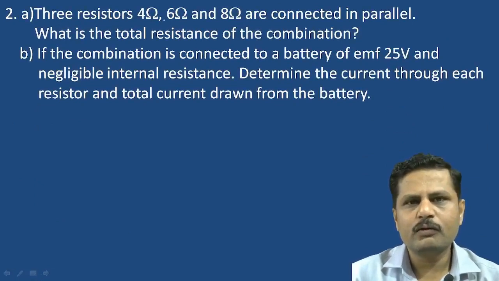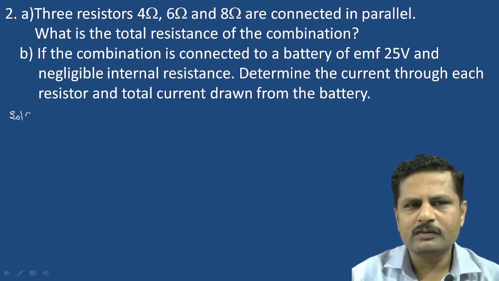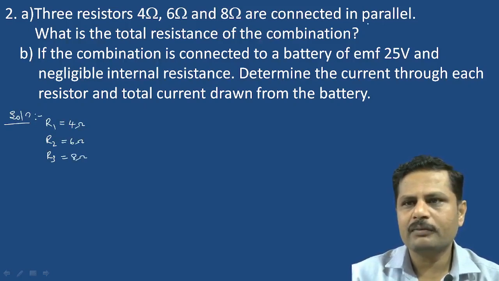Okay, let's move to the next question. Three resistors of 4 ohm, 6 ohm and 8 ohm are connected in parallel. What is the total resistance of the combination? Here we have three resistors. Let me name them R1, R2 and R3. Here R1 equals 4 ohm, R2 equals 6 ohm and R3 equals 8 ohm. They are connected in parallel.